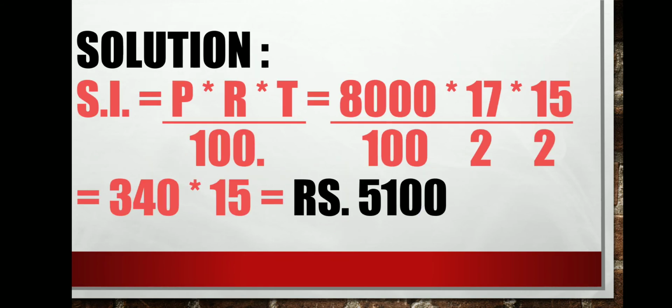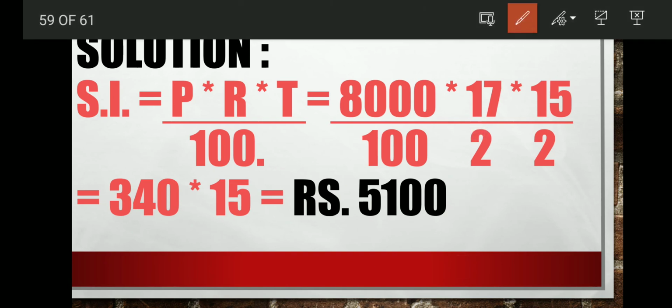Now we know simple interest equals P into R into T divided by 100. P is 8,000, that is principal, into rate of interest 17 by 2 into time 15 by 2, divided by 100. Now when we solve this, what we get is 340 into 15, that becomes 5100. So simple interest is 5,100. Let me show you the working.